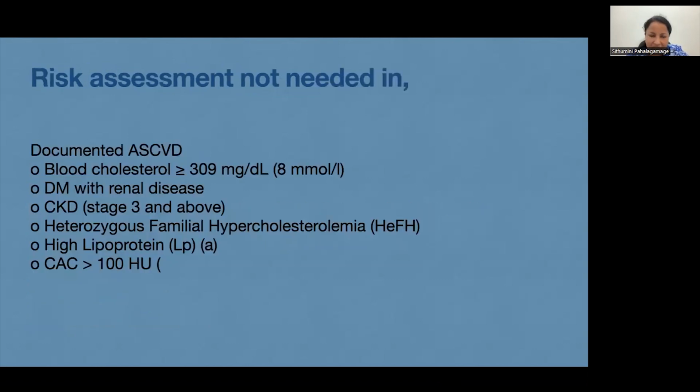Again, they say risk assessment is not needed in patients who are known to have very high risk anyway. So they are patients with documented ASCVD, like I said before, and if their total cholesterol is very high, more than 309, and diabetic patients with end organ damage, and CKD stage 3 and above, and familial hypercholesterolemia, and high lipoprotein(a), and if they have undergone a coronary angiogram or CT angiogram and have a coronary artery calcium score of more than 100, the risk assessment tool is not needed, and they are taken as high risk individuals.